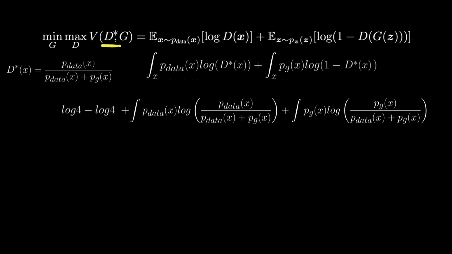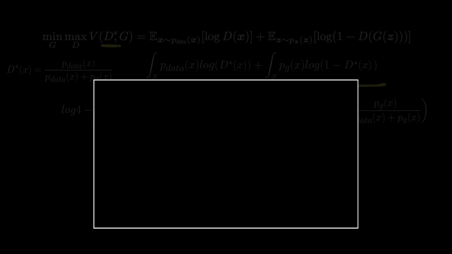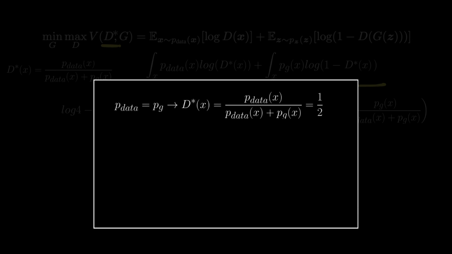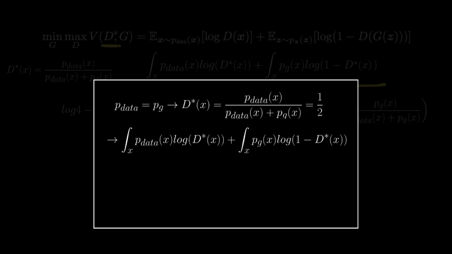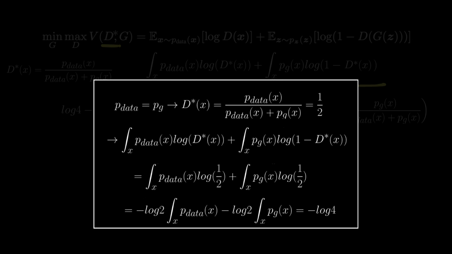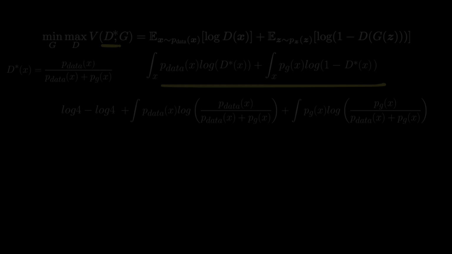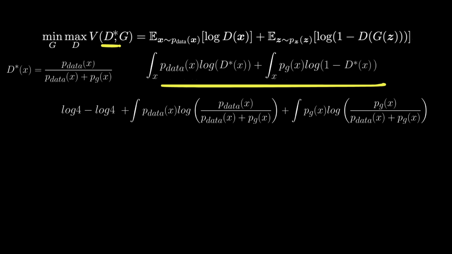To this we add and subtract log 4. And why do we do that? Because when we put pg equals p data in this expression, utilizing the optimal value of d star x, we get minus log 4. Obviously, we can add and subtract anything.